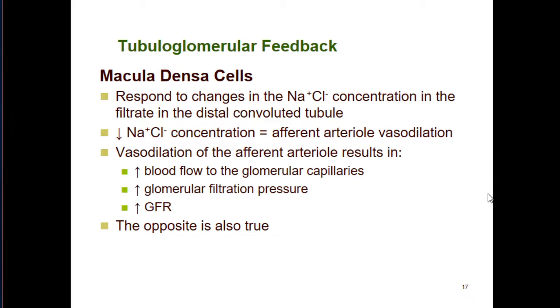So, tubulo-glomerular feedback. Macula densa cells respond to changes in the concentration of sodium chloride passing by the distal convoluted tubule. And if it decreases, it will lead to vasodilation of the afferent arteriole. And you remember that vasodilation of the afferent arteriole will result in increased blood flow to the glomerular capillaries, increased glomerular filtration pressure, and of course they increase the glomerular filtration rate. And the opposite, if the sodium chloride concentration increases, is also true.